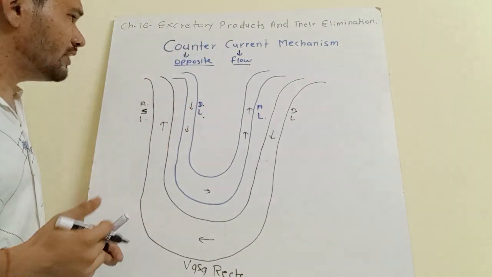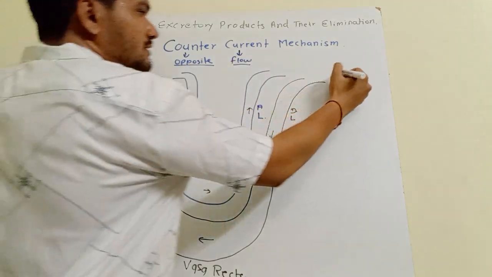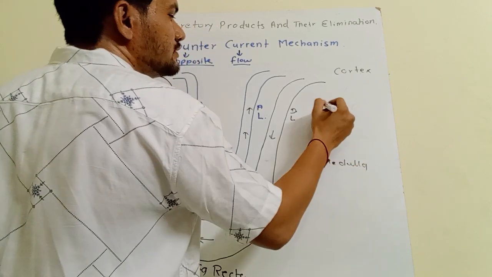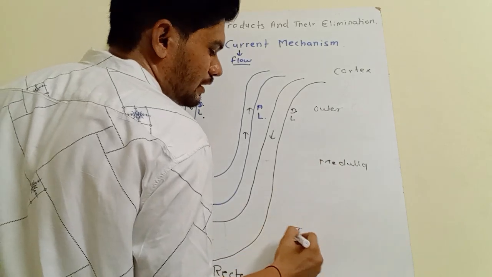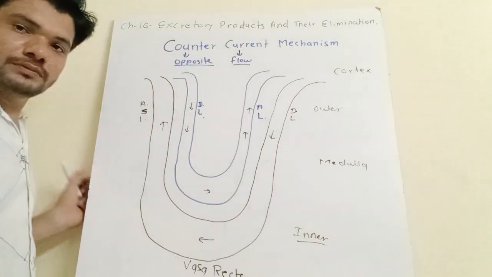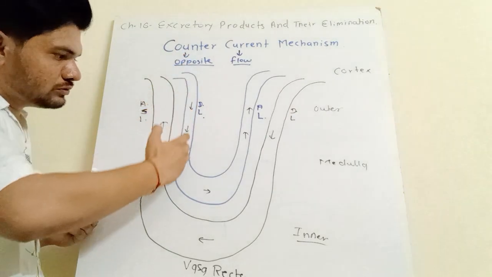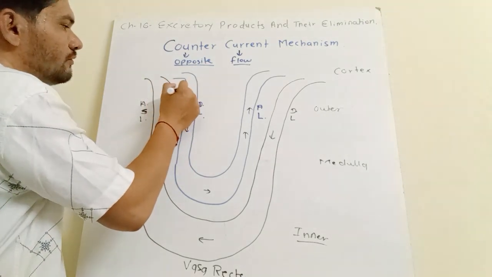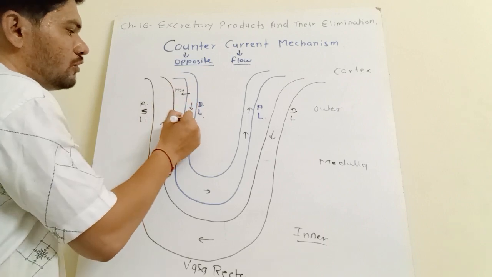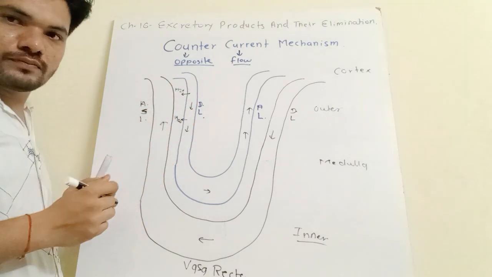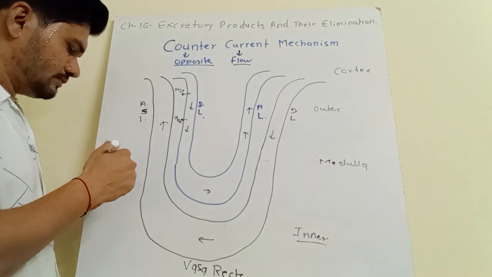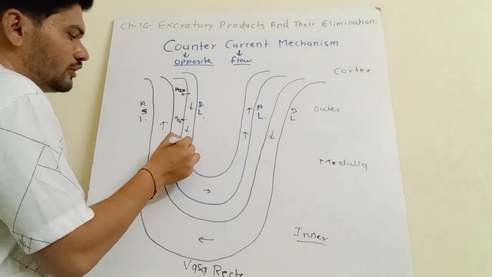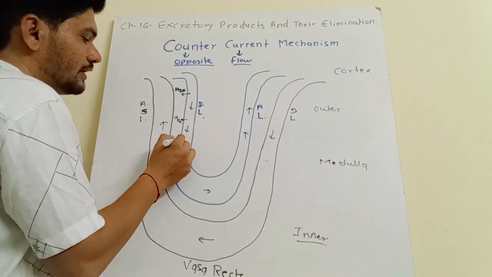Okay, so let's see how it works. Suppose this is the cortex region, this is the medulla region, this is the outer part of the medulla, and this is the inner part of the medulla. As we all know, the filtrate goes down into the medulla in the loop of Henle. It is going to lose water, as we have already talked about, because the descending loop is permeable to water. So the water is going to flow outwards in the descending loop.